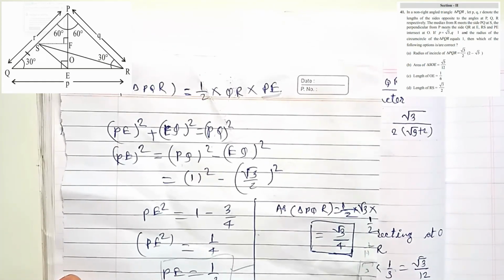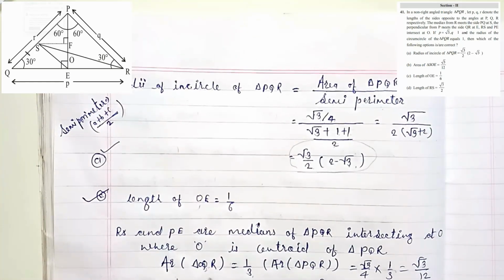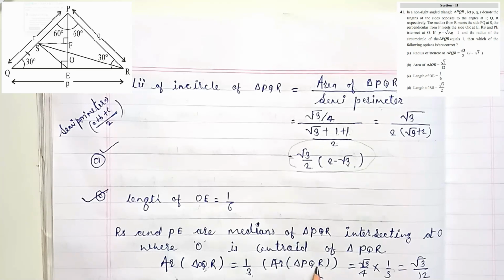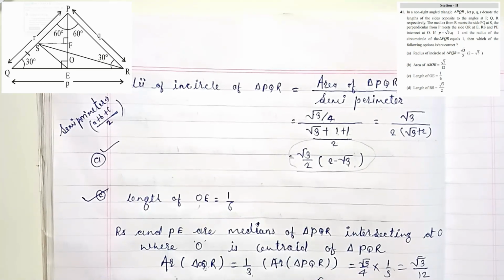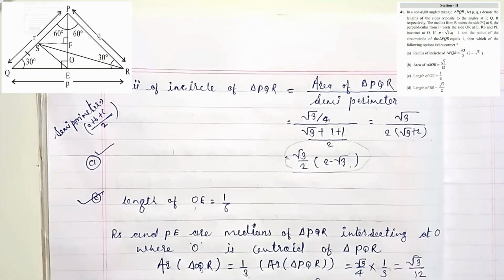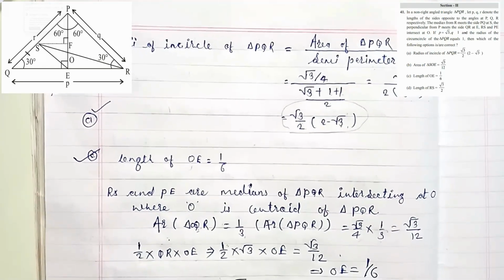So now let's figure out our area of triangle OQR, which is 1 by 3 times the area of triangle PQR. Okay, so 1 by 3 times the area of the triangle, root 3 by 4. Okay, root 3 by 4 into 1 by 3 is root 3 by 12. Okay, so now let's go for finding the value of OE.